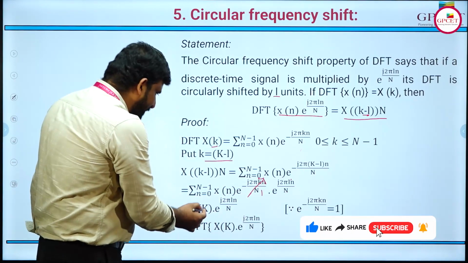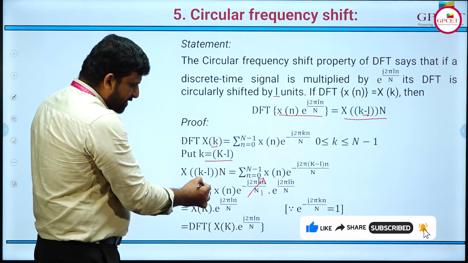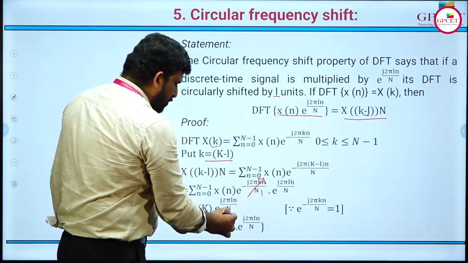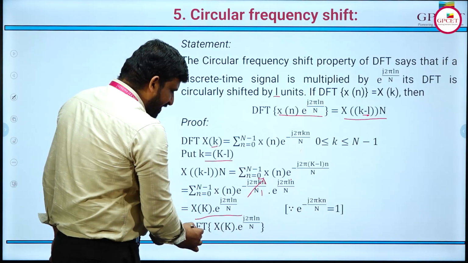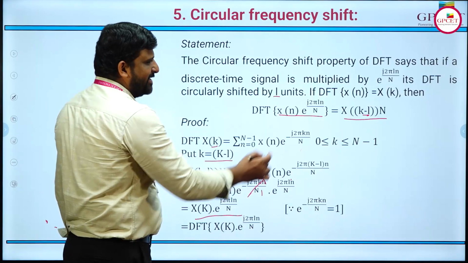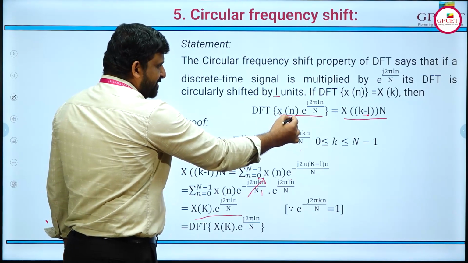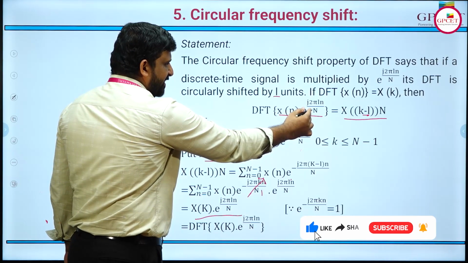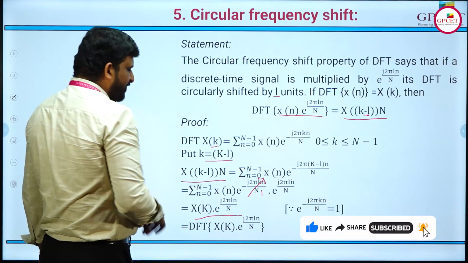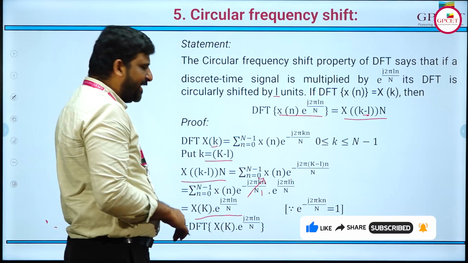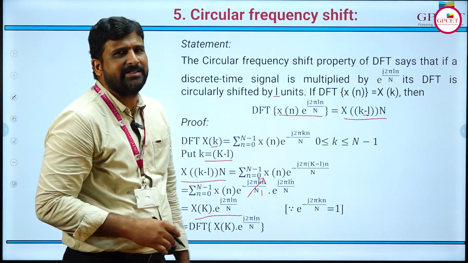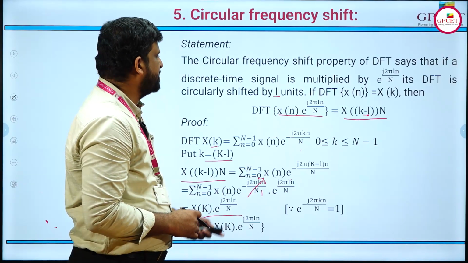So same, separating this exponential term, and this particular exponential will be equal to 1. So what the remaining term I am going to get: summation n is equal to 0 to N minus 1, x of n e power j 2 pi l n by N. So totally I can write it as DFT of x of n e power j 2 pi l n by N. So what it is saying, if the discrete time signal is multiplied with e power j 2 pi l n by N, what should I get? I should get X of circular shifting of l units with k. Okay, so that is nothing but the circular frequency shift.